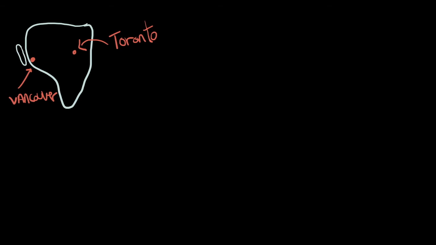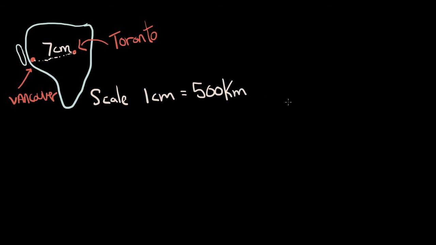So this is a map, and maybe we do something like this, and we're going to say this was 7 centimeters. Now we are also given a scale on the map, and the scale on the map, well, this is not going to be honest at all, it said 1 centimeter is 500 kilometers. Not a very good scale, but anyways, that's what it's saying. And I want to know, how far is it? So how far?